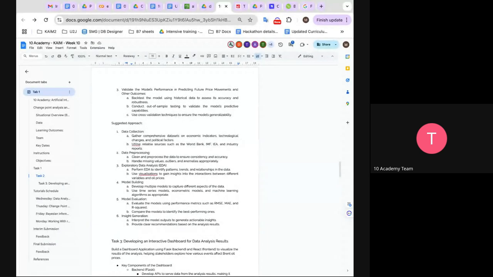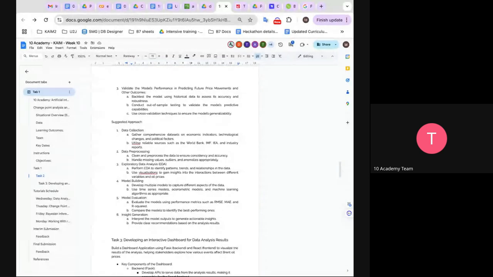That means you will collect comprehensive data from economic indicators, reliable data from the World Bank, IMF, IEA, or any industry report. You can take that as a data point, then pre-process the data that you have, do exploratory analysis, and then model building with suggested time series modeling techniques. You need to evaluate the models using performance metrics like root mean square error, MAE, and R squared. Then compare these to identify the best performing one.